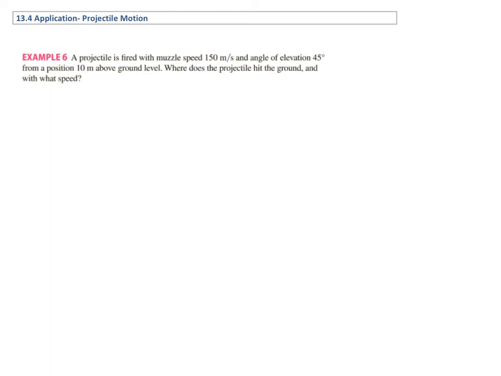This video looks at an example of projectile motion. This is in section 13.4 of your book. I actually call it 13.4 part 1. So there are other things in that section. The only thing we're going to look at is projectile motion, at least for now. And this is an application of integration of vector functions.